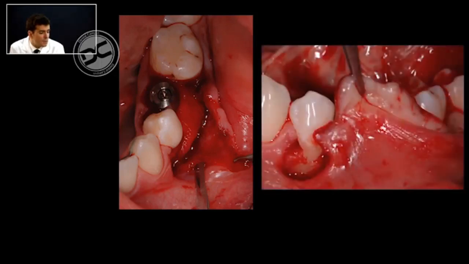And at the end, of course, very important, prior to the suturing, control whether the buccal flap is sufficiently released to allow a tension-free closure of the soft tissue.